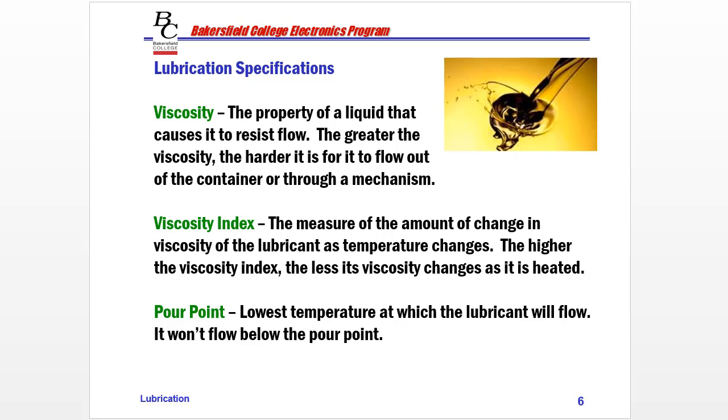Where in California, and particularly Bakersfield, we may hardly ever get below zero. We might get in the teens, but we're not going to see below zero temperatures down here in the valley. Now, we'll see below zeros up in the mountains at 8,000 and 10,000 feet in the Sierra Nevadas. So if we're using lubricant up there, we'd need to make sure the pour point was lower than 0 degrees. So that's what the pour point is.